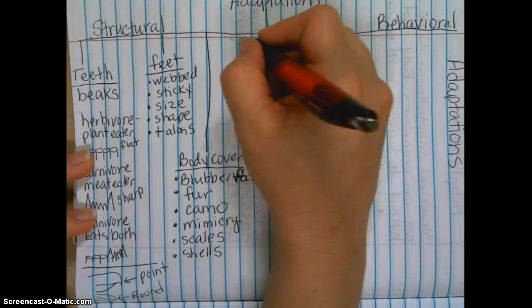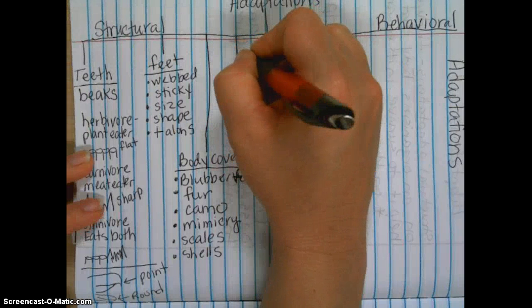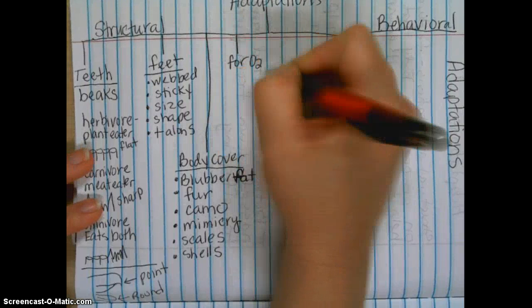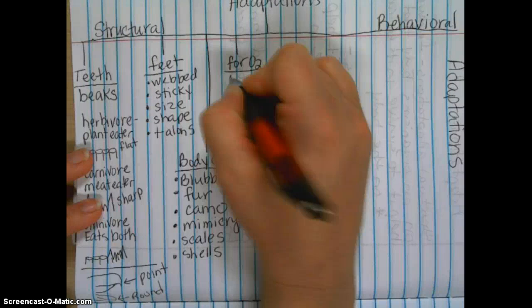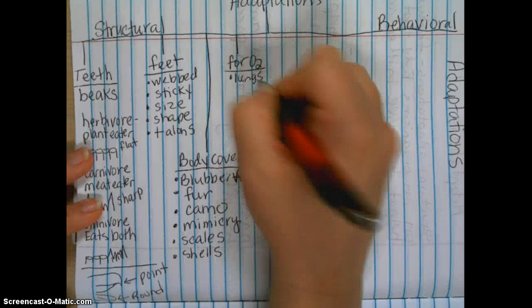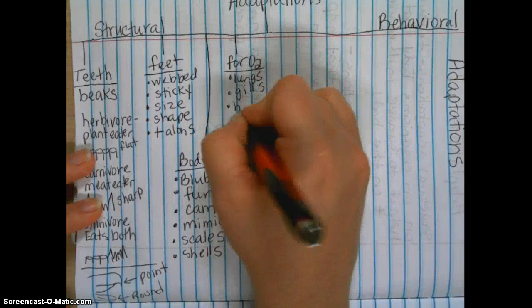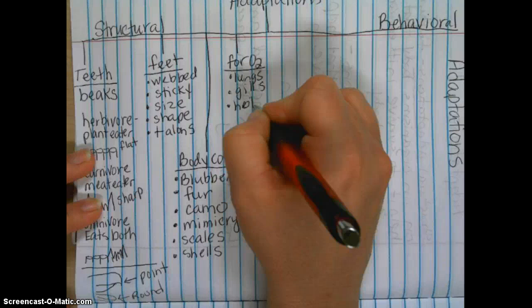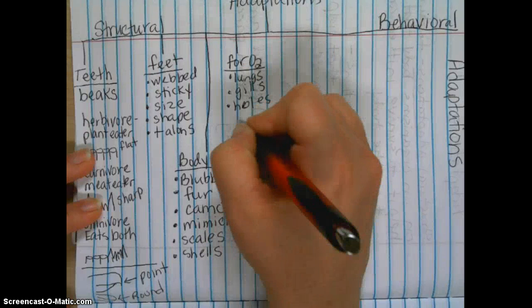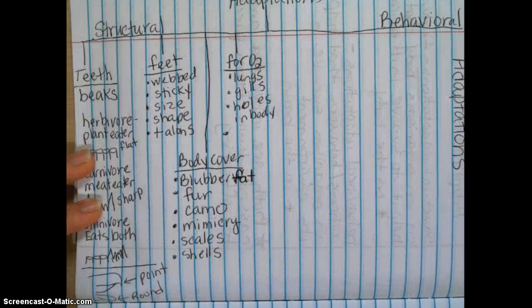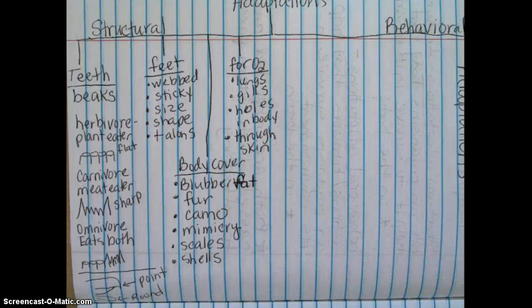There are also adaptations to get oxygen. So for breathing, I'm just going to write O2. So some animals have lungs. Some have gills. Some have holes in the body, like insects, that they breathe through. Some animals actually breathe through their skin. There are many more structural adaptations that we are not going to list on this page. Just keep in mind, these are a few of the ones that you have to know.